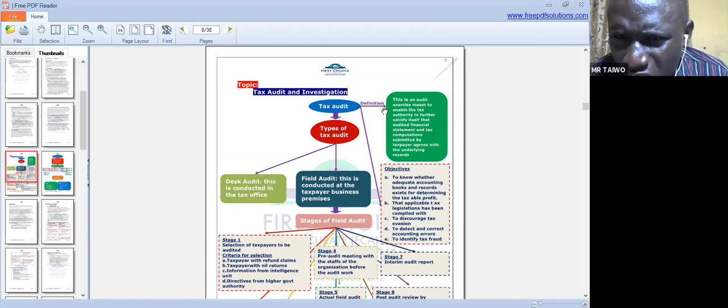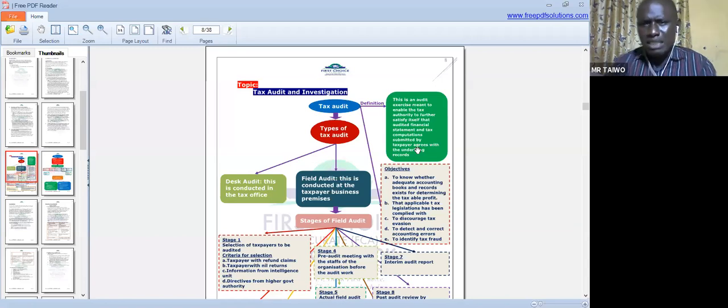Tax audit is an audit exercise meant to enable the tax authority to further satisfy itself that the audited financial statements and tax computations submitted by the taxpayer agree with the underlying records, based on what I've explained now. So you will explain what is tax audit.